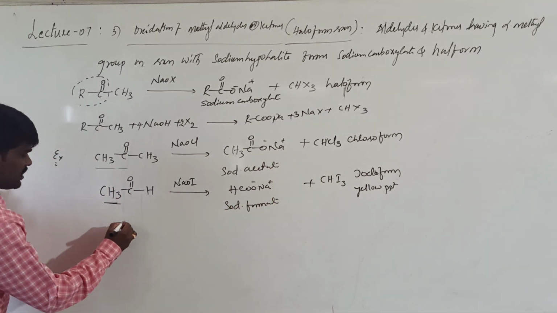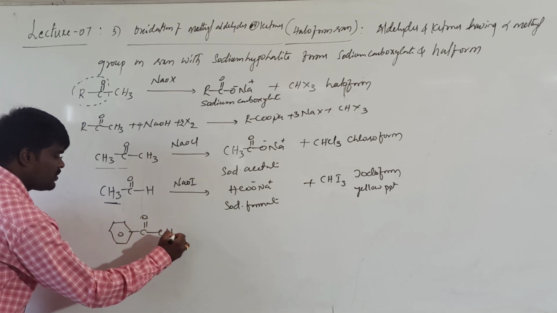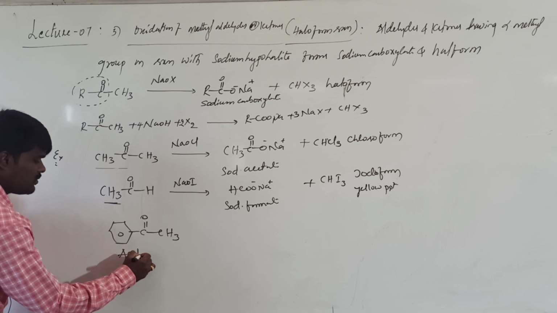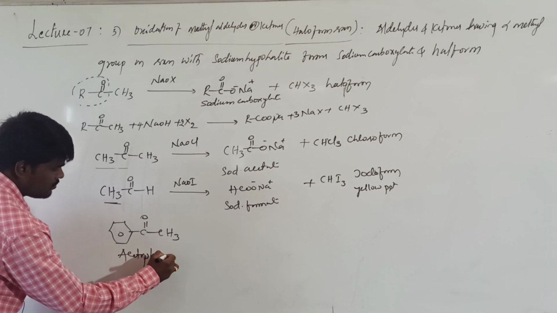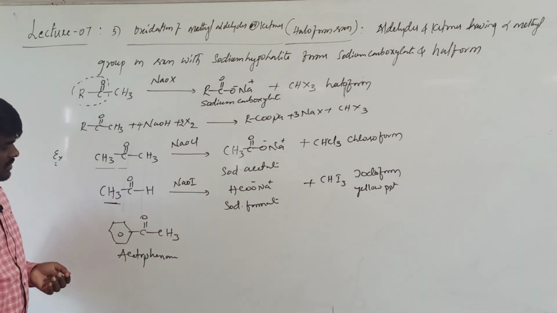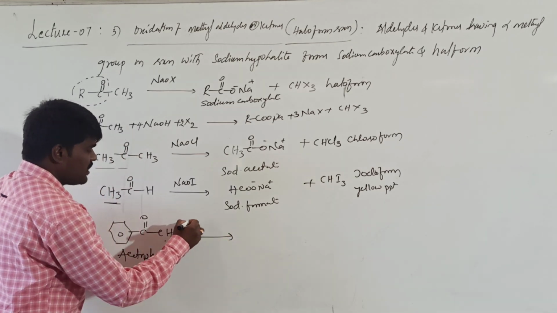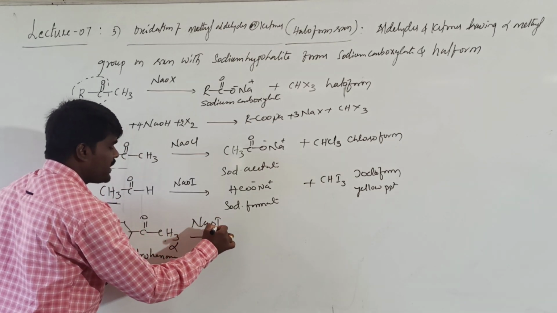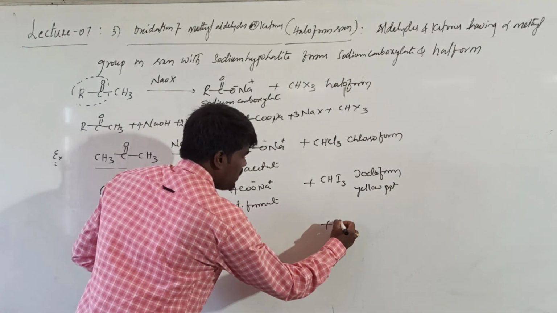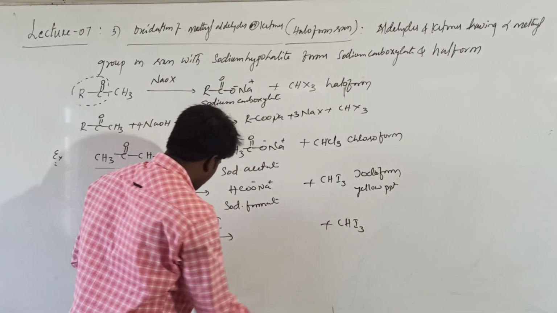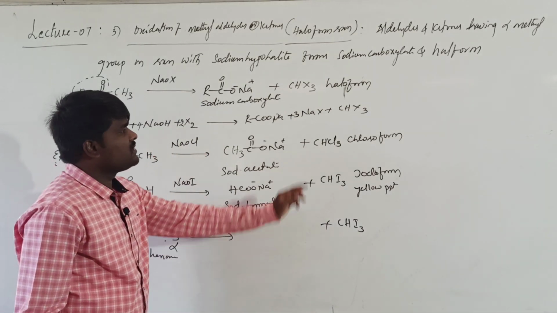Suppose you also take acetophenone. This is what we call acetophenone. Where is the methyl group? This is the methyl group, the alpha methyl. So what is the way of writing? Suppose you are taking sodium hypoiodide here. First of all, this methyl group will be converted into iodoform. You just convert this CH3 into CHI3, that is CHX3.